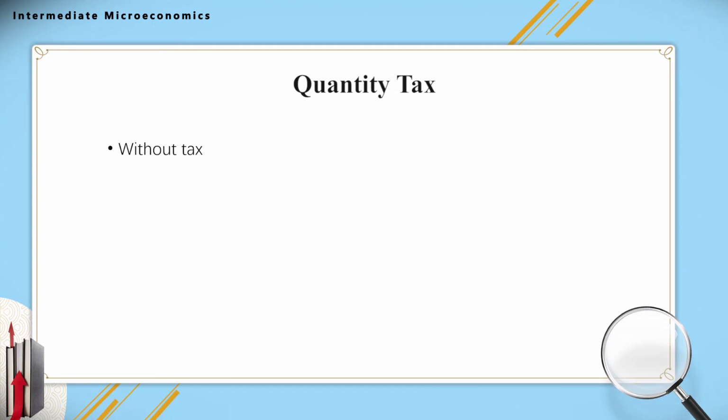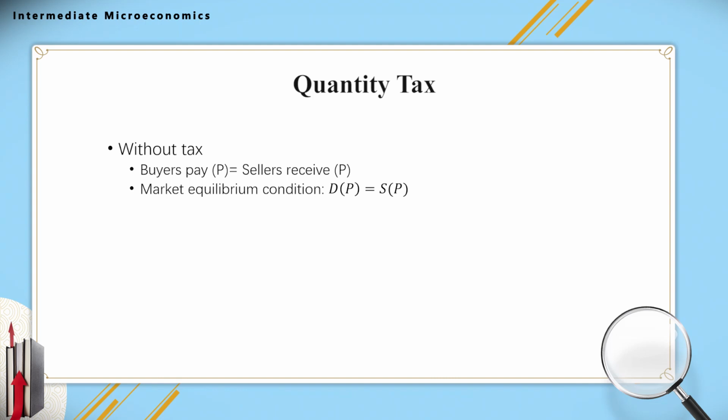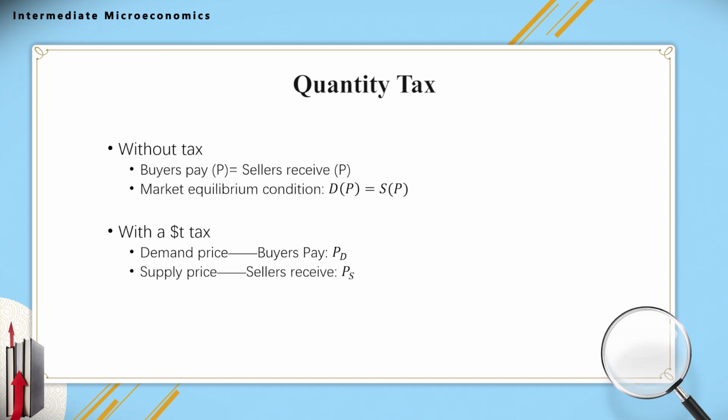Before tax, the price buyers pay is the price sellers receive, and the market equilibrium can be determined by this equation: the quantity demanded equals the quantity supplied. If the government imposes a quantity tax on each unit of commodity X, the buyers must pay more than the sellers receive. Consider the tax rate is $T. We use PD to represent the price paid by buyers and PS to represent the price received by sellers.